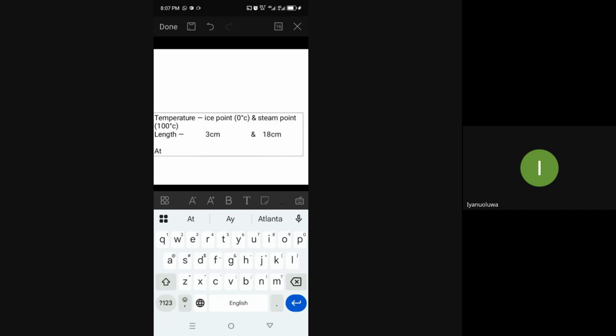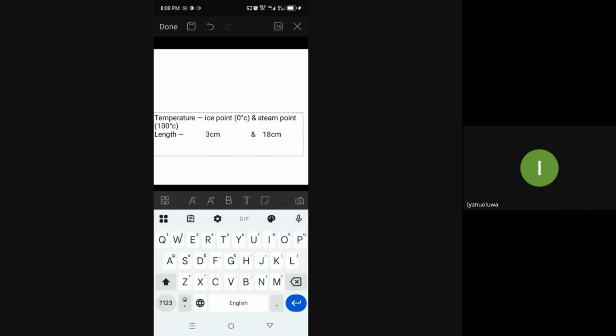Yes, sir. I did. H is what I'm looking for. That's the height I'm looking for. H minus the lower ice point over the steam point minus ice point. That's H minus 3 over 18 minus 3. And I equated everything to 60 minus the lower point of Celsius, that's 0. 60 minus 0 over 100 minus 0. That's steam point minus ice point. And then I got 12.